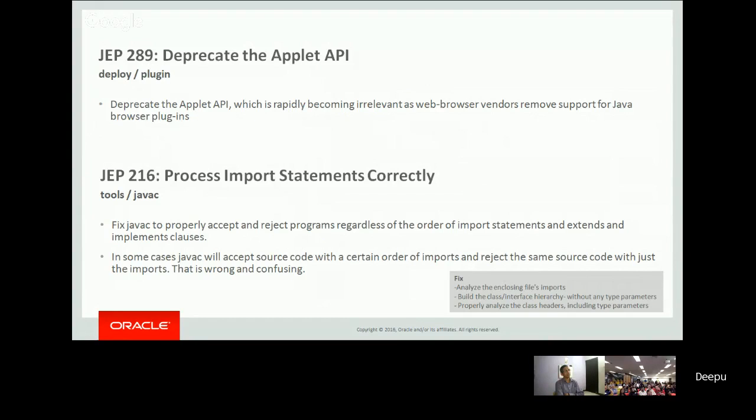Then the class and the interface hierarchy will be built, but it doesn't look for the type resolution or any type parameters. Once the class and the interface hierarchy is built, only then will the JVM go for analyzing the class headers and identify the type parameters. So with this, it will get a clear picture of the AST, the abstract syntax tree, and move ahead from there. This is a neat value add which you'll be getting with Java 9.